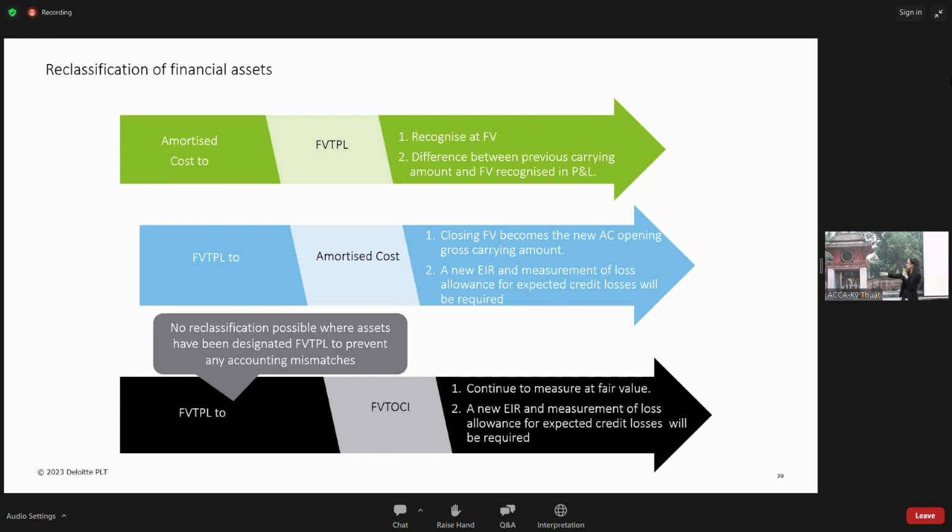So maybe I didn't explain earlier. When would this happen? Amortized cost to fair value to P&L could be that from held to collect, to I don't know what I want to do with it. Then it becomes another category, fair value to P&L. Now for fair value to P&L to amortized cost, it could be I didn't know what I wanted to do with it, now I know what I want to do with it. I want to collect. So in business, it can happen.